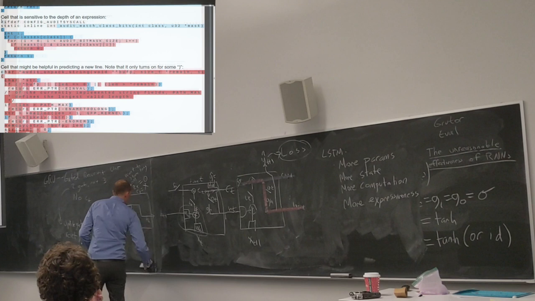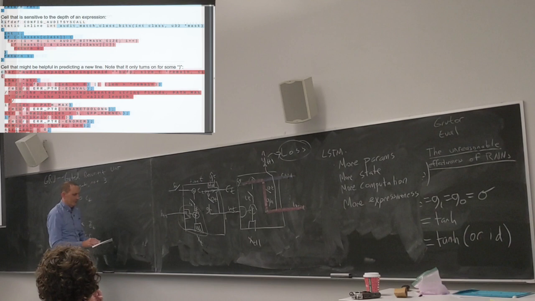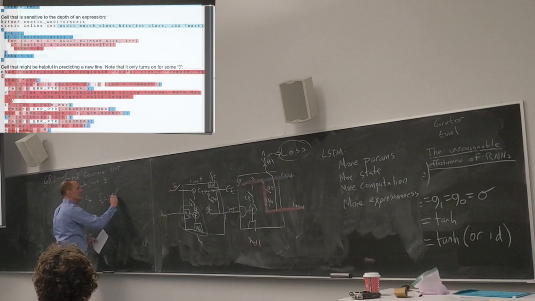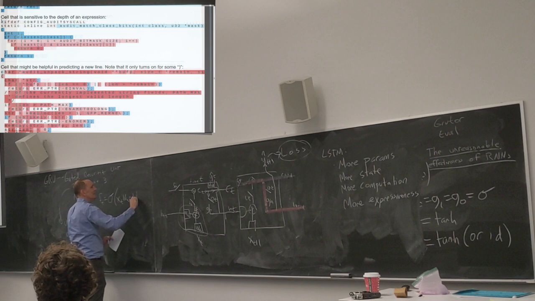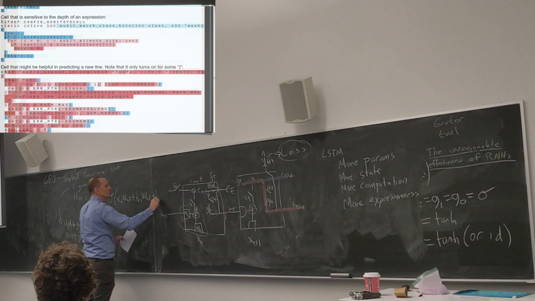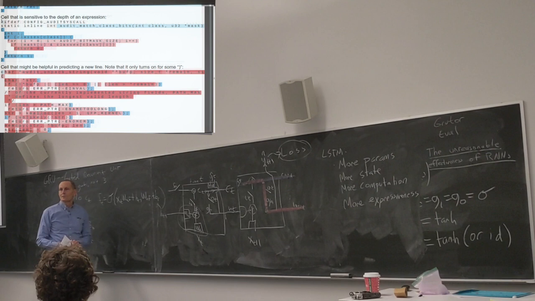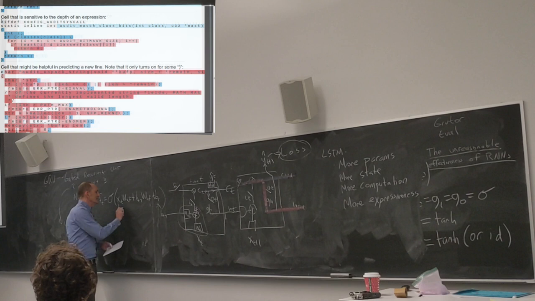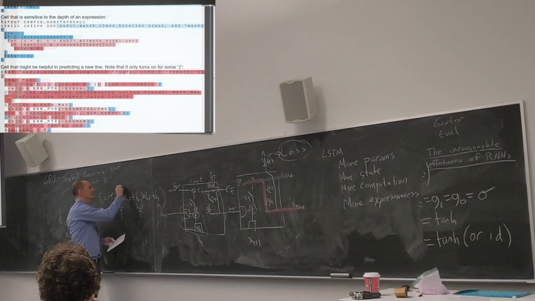Let's look at one of the equations for one of the gates. Let's look at the forget gate. We're going to have a sigmoid of x_t W_xf plus h_{t-1} W_hf plus b_f. This guy is constant, right? So we're learning that across all time steps. It's not time step dependent. But this is time step dependent, and this is time step dependent. These weights are shared across all time steps.